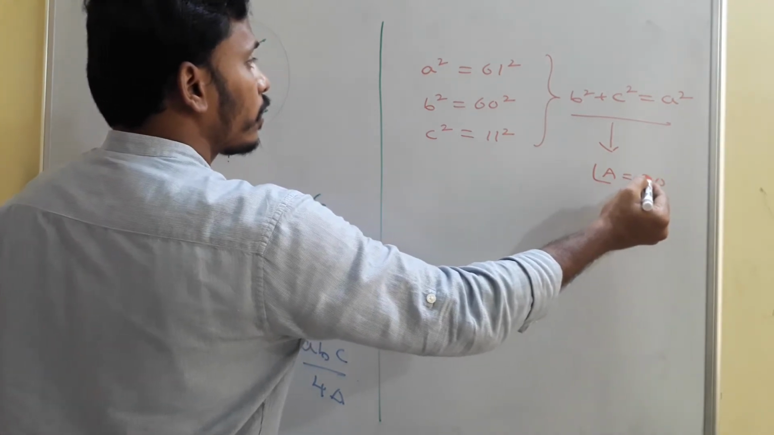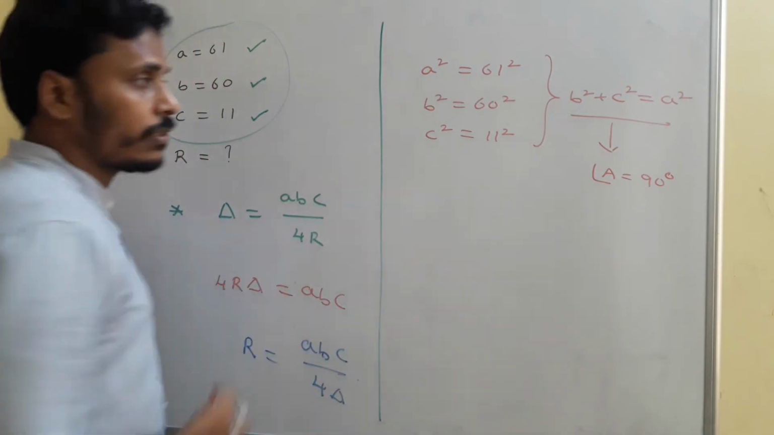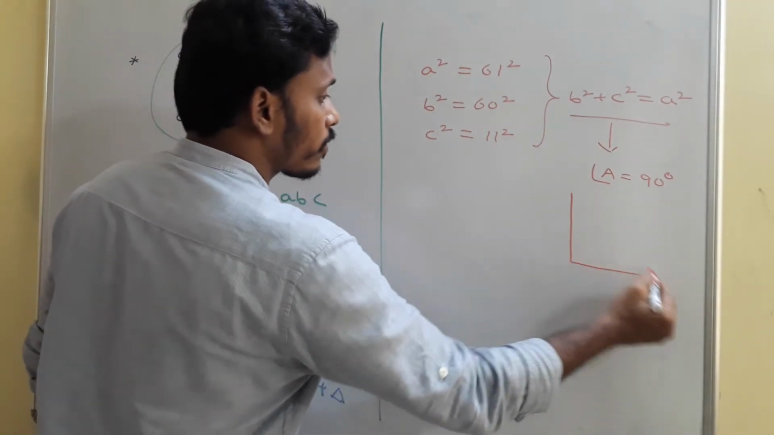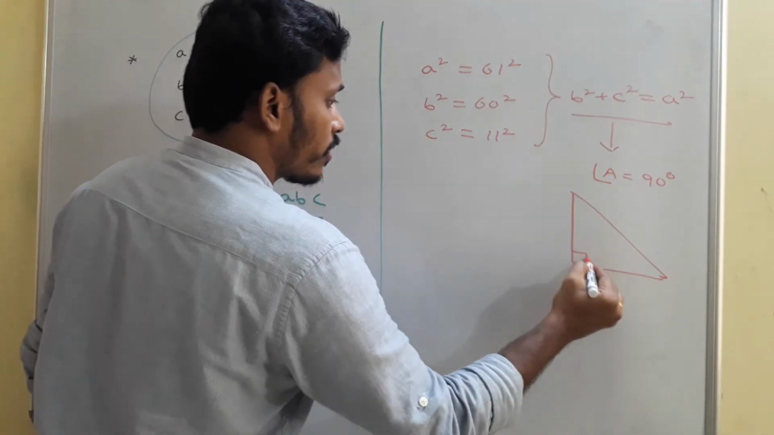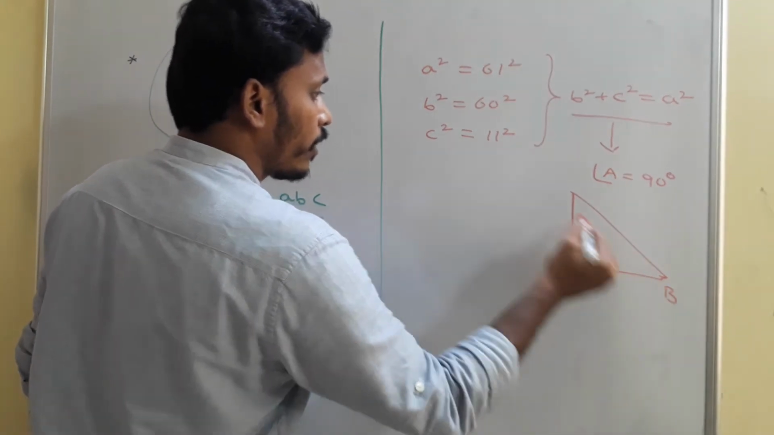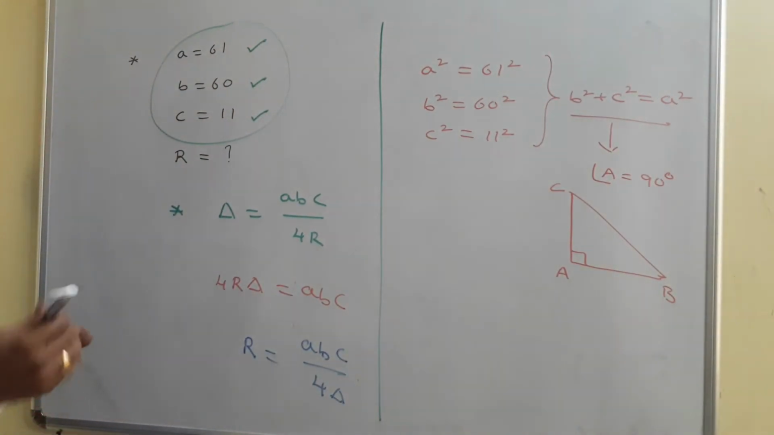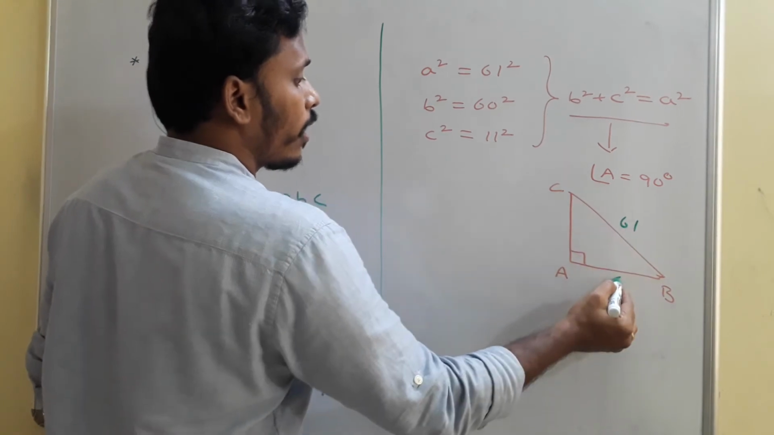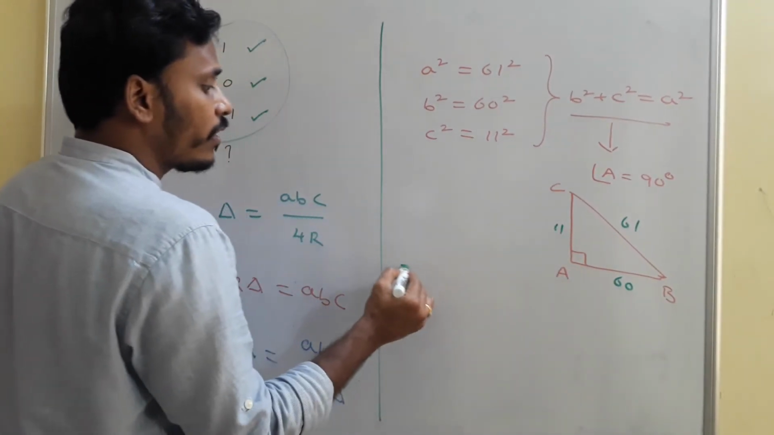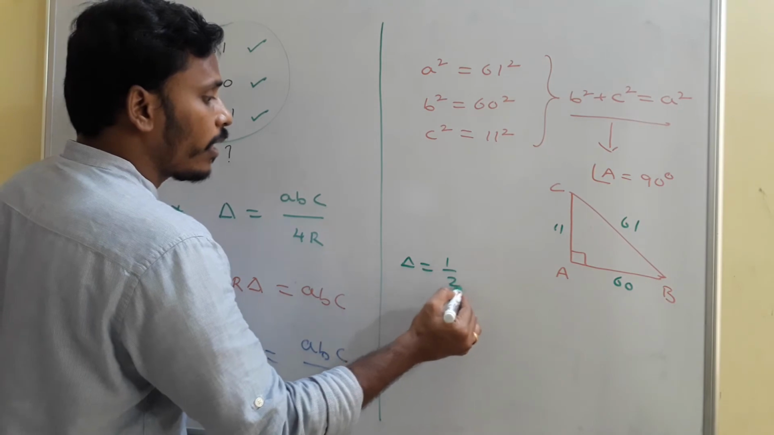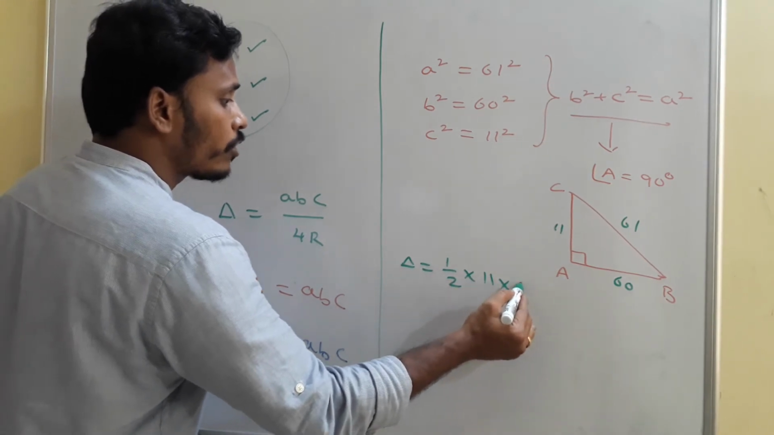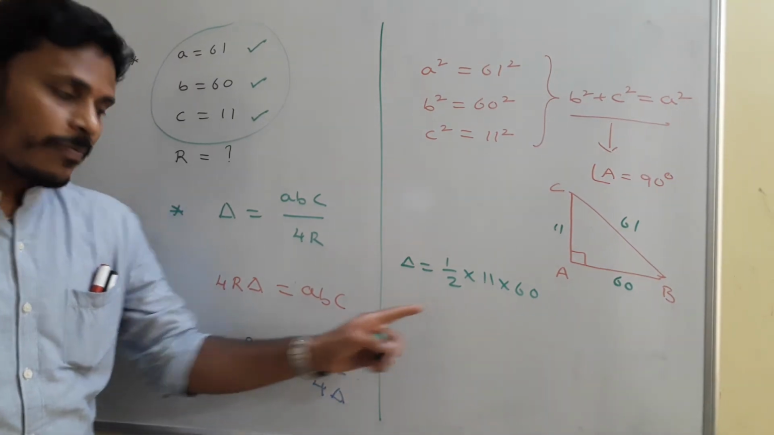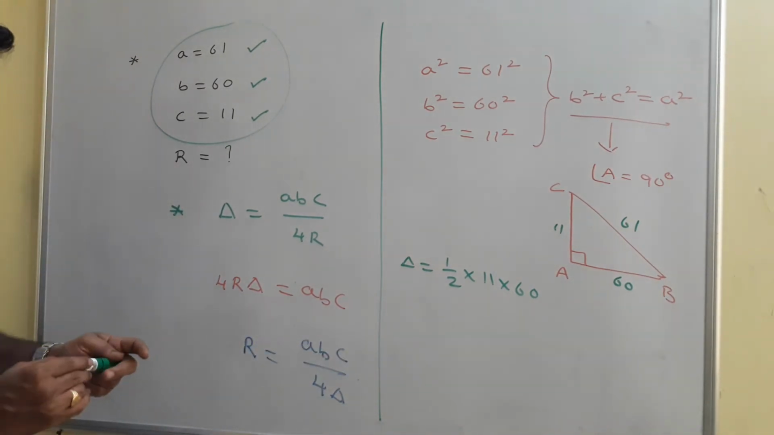angle A is equal to 90 degrees. And since angle A is equal to 90 degrees, the diagram will be like this. This is angle A, this is B, this is C, and now how to take those measurements. Opposite to angle A is the larger one, 61, and these two are 60 and 11. Then what about the area? Area is half into 11 into 60. That is delta.